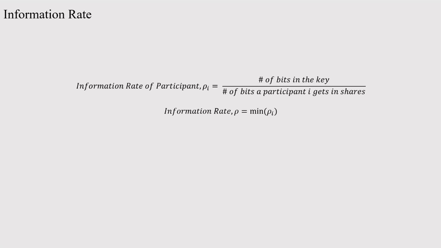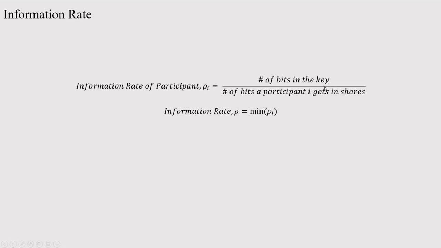In general, we compute the efficiency and security of a secret sharing scheme using its information rate. For a single participant, the information rate of that participant is the number of bits in the key and the number of bits that participant gets in shares. The information rate of the entire scheme is the minimum of all of those across all participants.